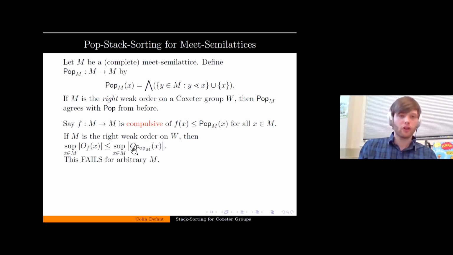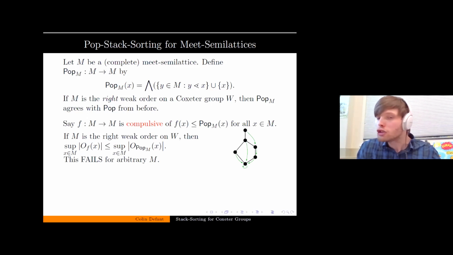But this is not true for arbitrary meet semi-lattices. And this is an example of where it fails. I'm not going to go through this, but if you stare at this, you can check that the green arrows here are a compulsive map. For example, this map sends the top element down to this element over here, which then goes here and then goes down to the bottom. And so these green arrows are defining a compulsive map. That's not hard to check. And the maximum size of a forward orbit under this green map is 4, whereas the maximum size of a forward orbit under pop on this lattice is 3, and 4 is not less than or equal to 3. So this inequality does not always hold.